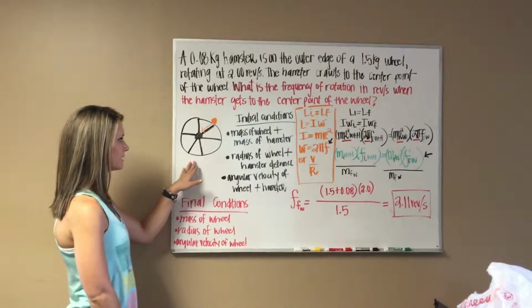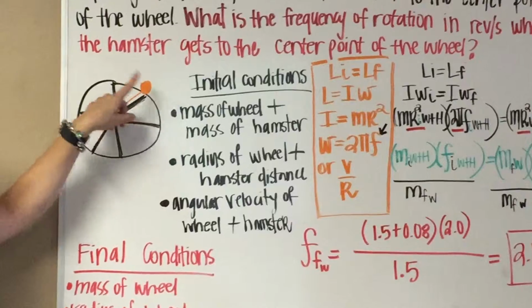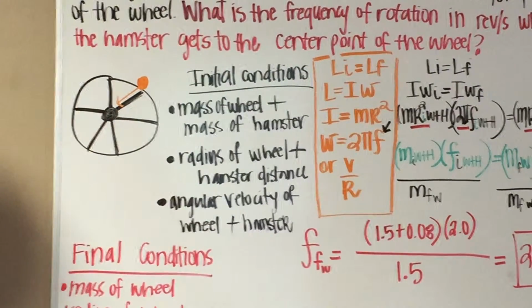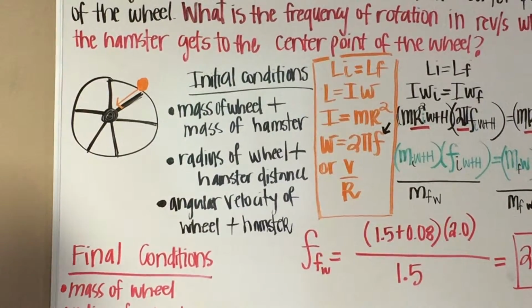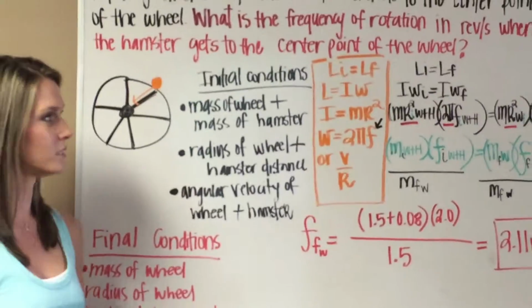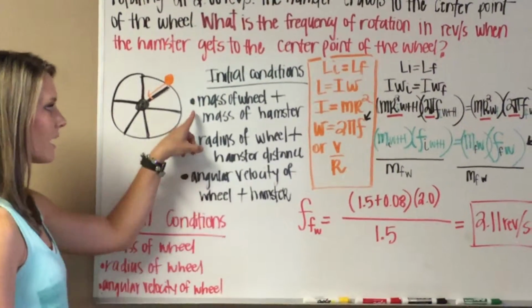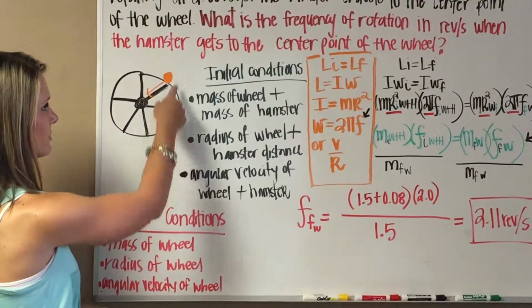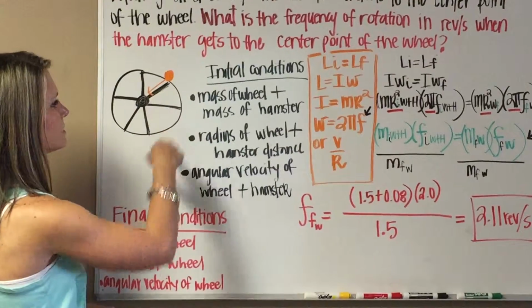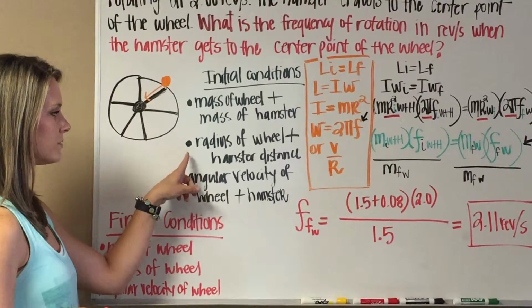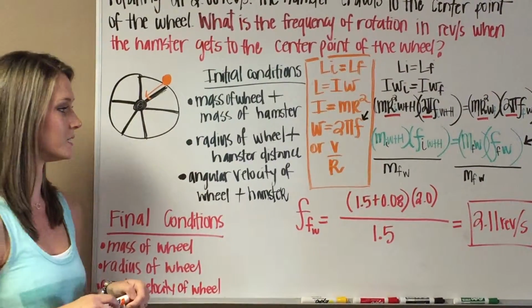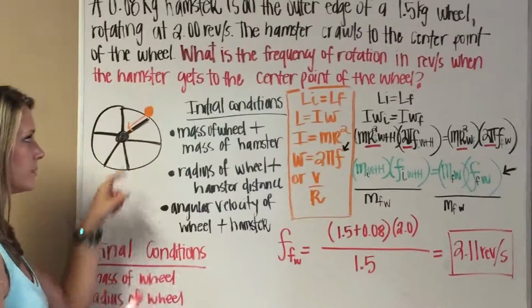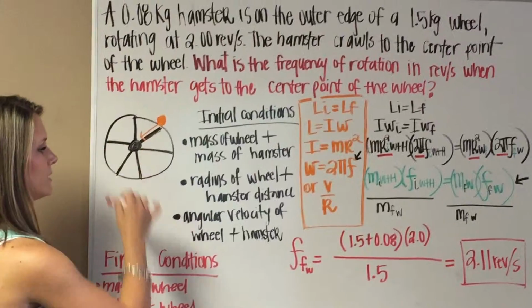So this is my free body diagram, and this is our hamster on the outer edge, and then this is going to be our center point here. So we're going to look at our initial conditions. First, we have the mass of the wheel plus the mass of the hamster because they're both on the outer edge. And then we have the radius of the wheel plus the radius of the hamster, or the distance of the hamster from this center point, because they're both on this outer edge here.